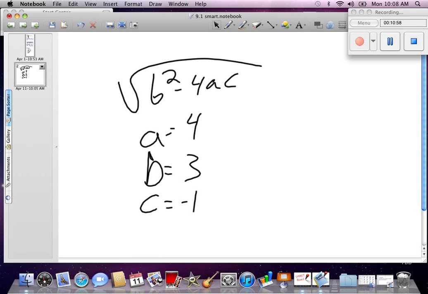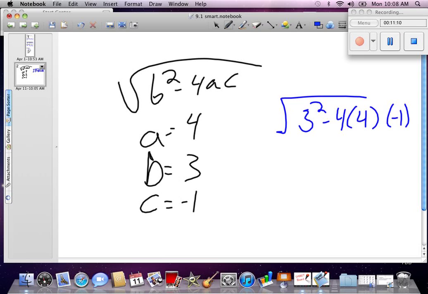Alright, so most of you are getting it right. There's very little confusion, but here's where I see the confusion. You plugged it in correctly. So you got 3 squared minus 4 times 4 times negative 1. Most of you got to here where you got 9 minus 4 times 4 times negative 1. Some of you didn't realize that these were all being multiplied together. You've got to be careful of that.